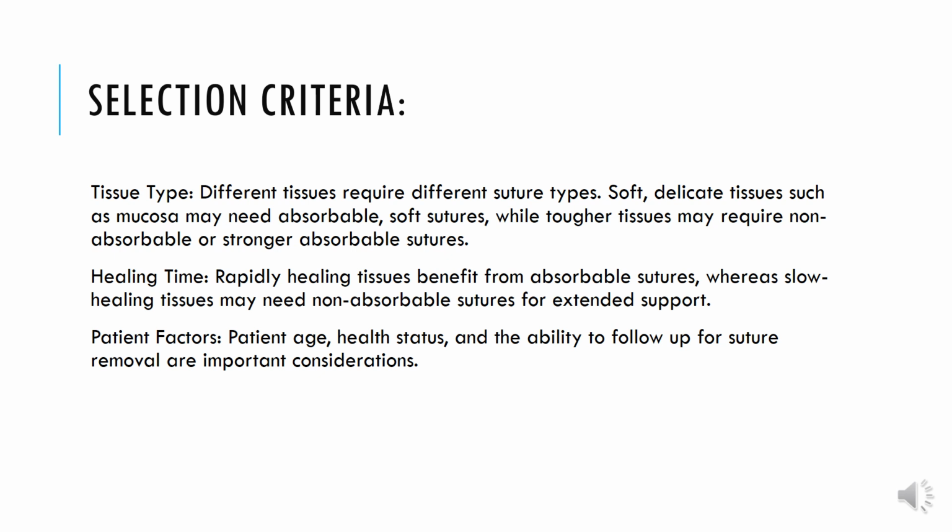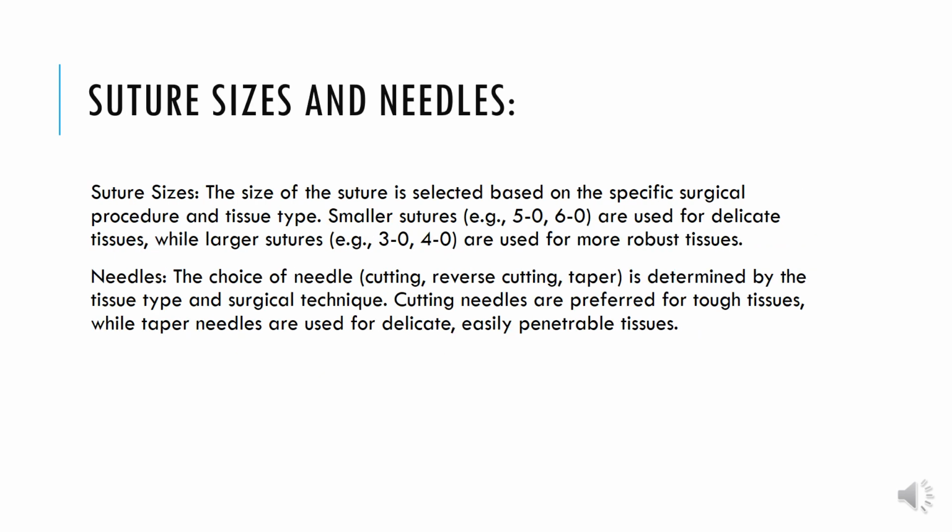Selection criteria. Based on the tissue type, different tissues require different suture types. Soft, delicate tissues such as mucosa may need absorbable, soft sutures, while tougher tissues may require non-absorbable or stronger absorbable sutures. Healing time. Rapidly healing tissues benefit from absorbable sutures, whereas slow healing tissues may need non-absorbable sutures for extended support. And based on the patient factors like age, health status, and the ability to follow up for suture removal are important considerations.